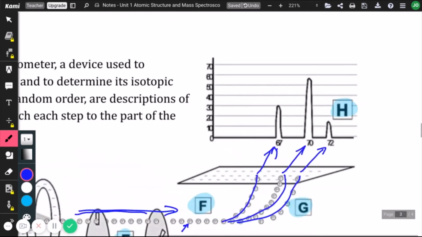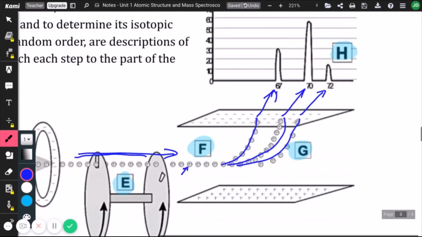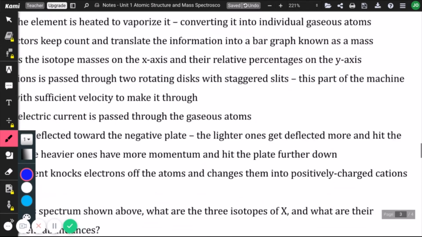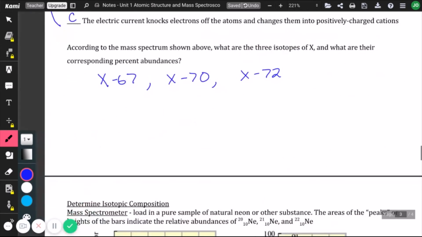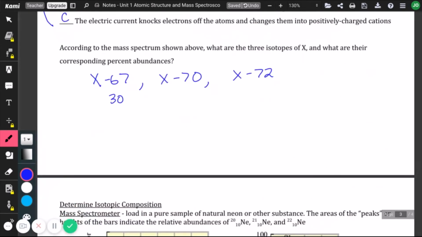Well, here I've got 30. Here I've got 57. And here we said between 12 and 15. So let's say 13. We add those up, and we're going to end up with 100, right? So our percentage is going to equal 100. So then 30% is 67, 57% is 70, and 13% is 72.